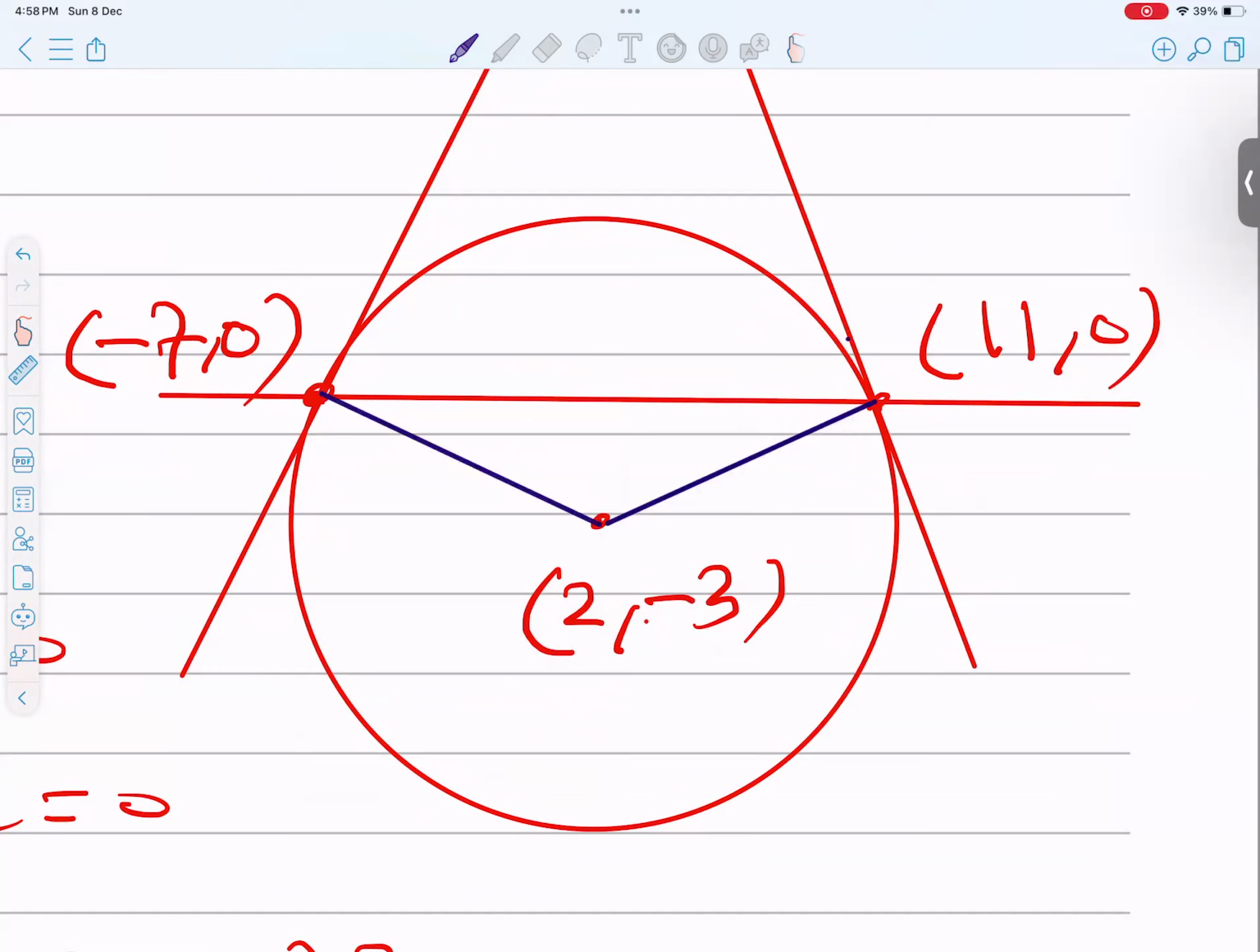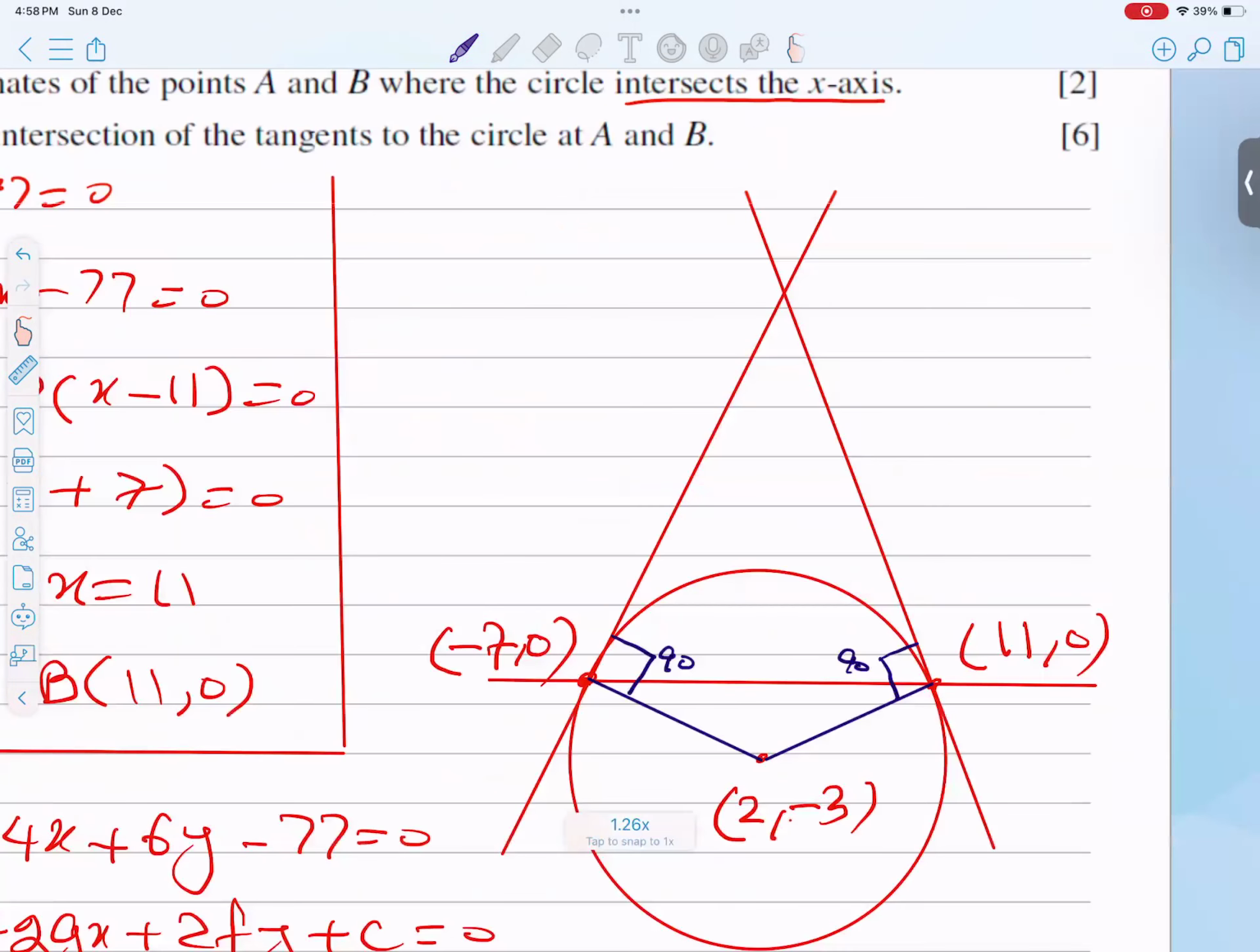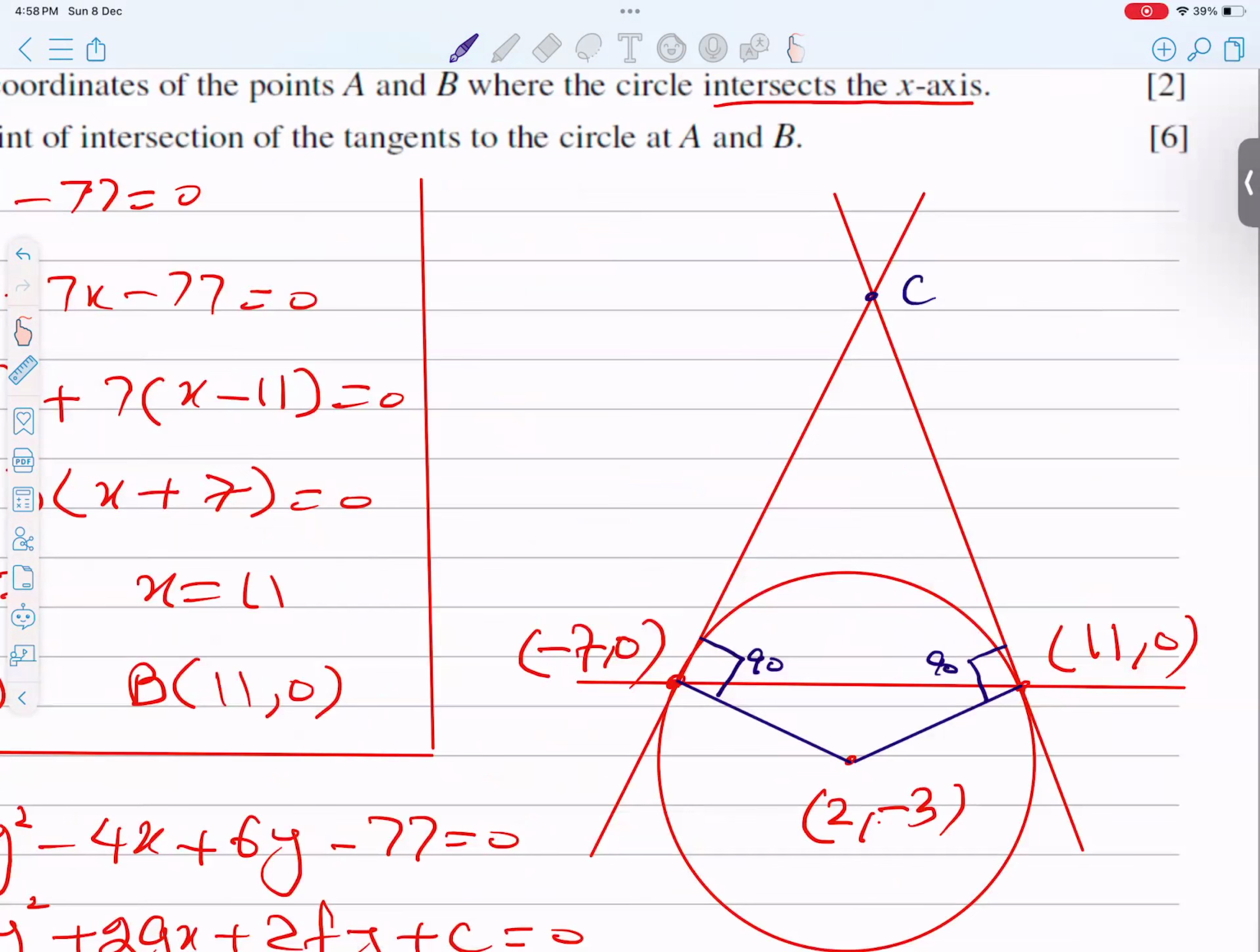For your knowledge, the angle between tangent and radius is always 90 degrees. Radius and tangent always 90 degrees. And this point is our target. So this is C, the intersection I'm looking for. Okay, this is A, this is B, and I call this D, the center of the circle.